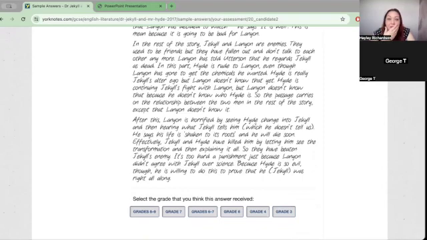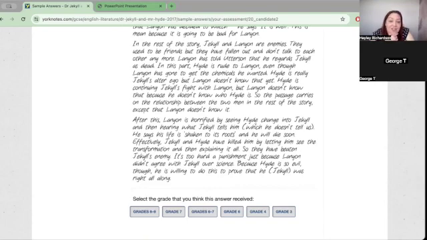Okay, again, vocabulary. In the rest of the story, Jekyll and Lanyon are enemies. They used to be friends, but they have fallen out and don't talk to each other anymore. Lanyon has told Utterson that he regards Jekyll as dead. In this part, Hyde is rude to Lanyon, even though Lanyon has gone to get the chemicals he wanted. Hyde is really Jekyll's alter ego, but Lanyon doesn't know that yet. Good. Hyde is continuing Jekyll's fight with Lanyon, but Lanyon doesn't know that because he doesn't know who Hyde is.